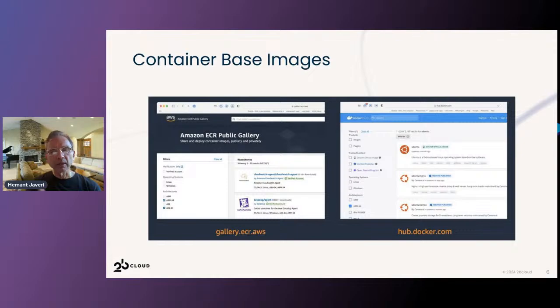Last option is what I mentioned earlier. If you want images or Docker containers, these two websites offer you a wide range of choices, whether you need AMI images or Docker images.